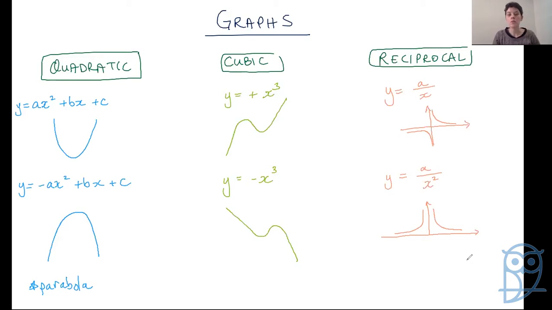So what we call these little lines here, where we don't cross, this is an asymptote.